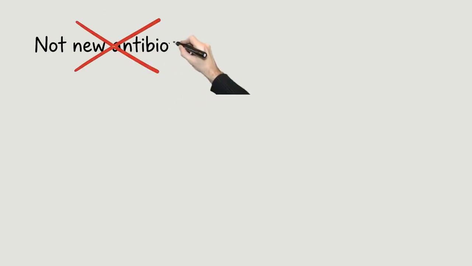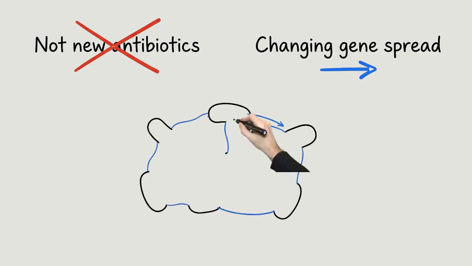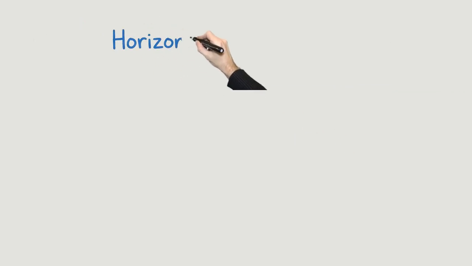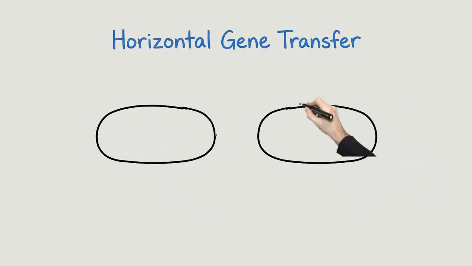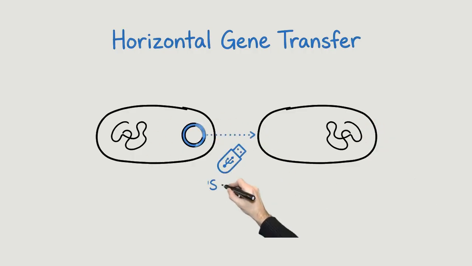This isn't about inventing a new antibiotic, it's about changing how genes spread in bacterial populations. Antibiotic resistance is hard to undo because bacteria don't just evolve resistance slowly by mutation, they share it. Resistance genes move sideways between cells through horizontal gene transfer, often on plasmids. You can think of plasmids as USB drives that carry resistance genes from one bacterium to another, even across species.